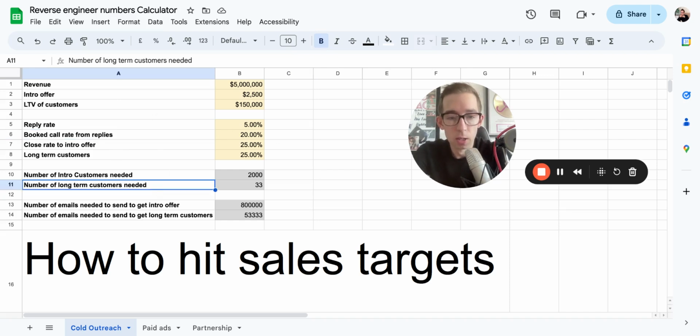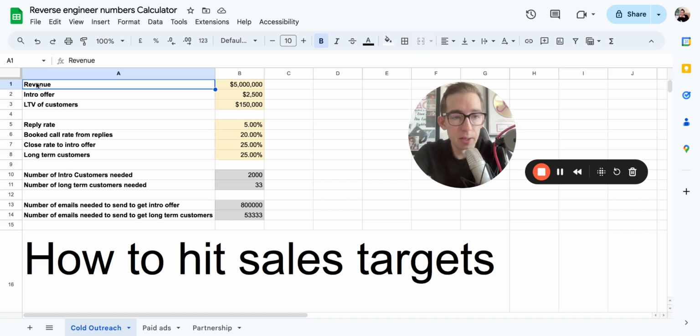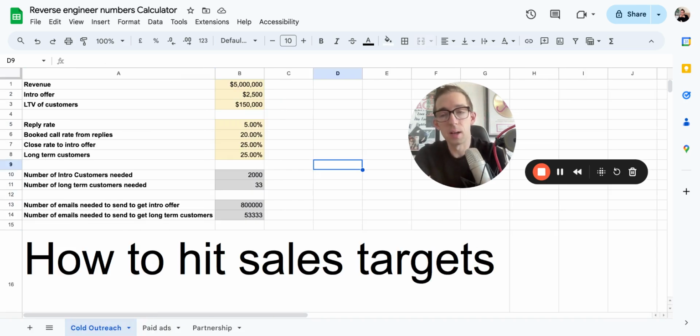Feel free to use it in your own business to reverse engineer what you want. Okay, so jumping into this, we're going to look at 3 different acquisition strategies right now, and you can duplicate this and do it for 101 different things, but I'm going to give you 3 to work at, right? One is cold outreach, one is partnerships, and one is paid ads, and there are different ways to calculate that on each one.